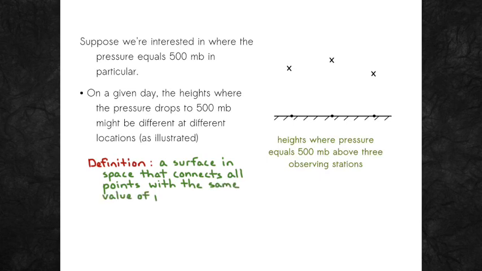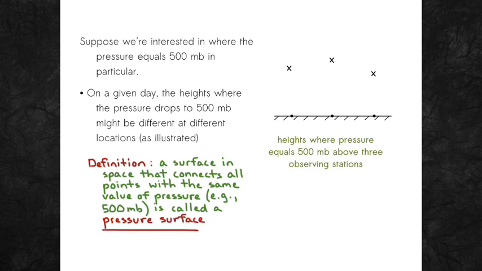So a surface in space that connects all the points with some value of pressure. In our particular case, it would be 500 millibars, but we're just connecting all the points where pressure had some value. For example, 500 millibars is referred to as a pressure surface. So a pressure surface is a surface through space that connects all the points where pressure has a certain value, say 500 millibars in our case.